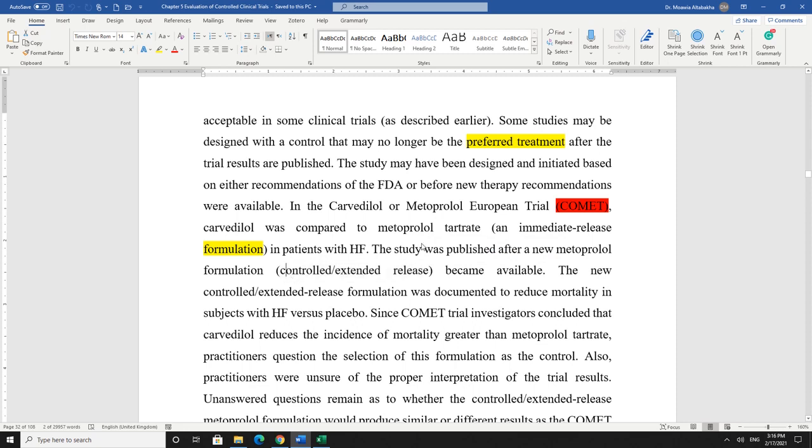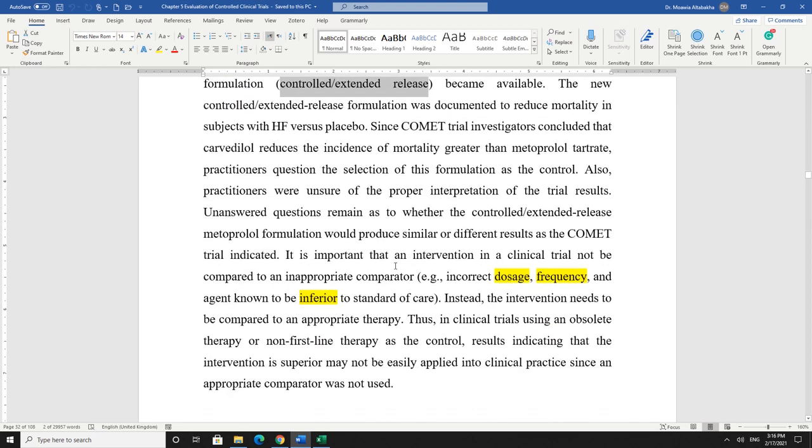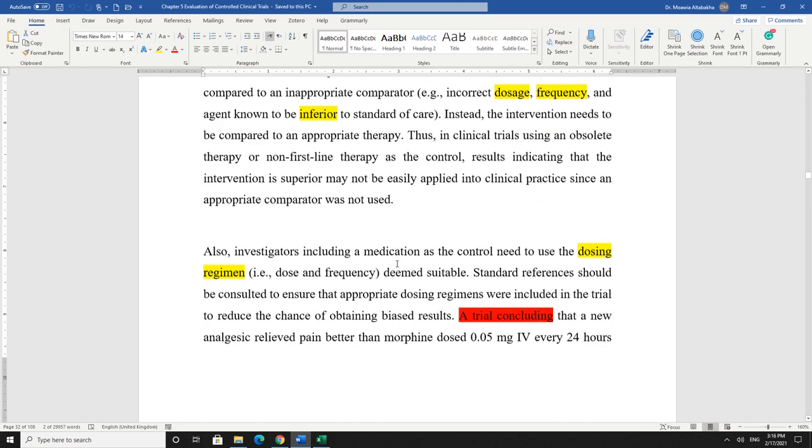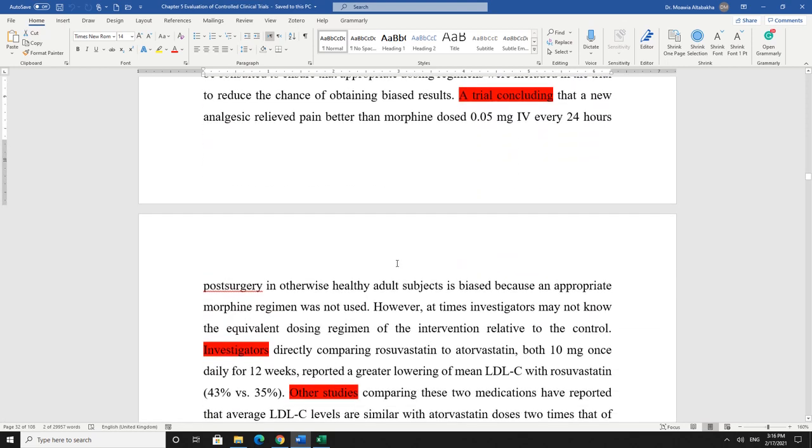But what you proved is that carvedilol is better than immediate release formulation, but you did not prove that carvedilol is better than the extended release formulation. Okay, so again you are losing here. So dosing frequency is very important.